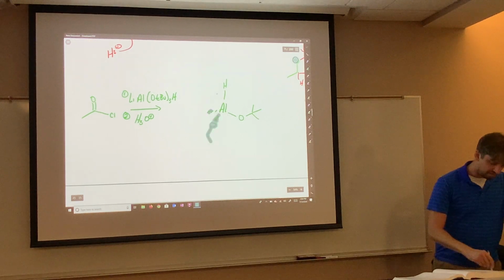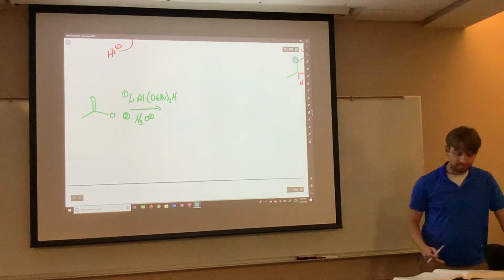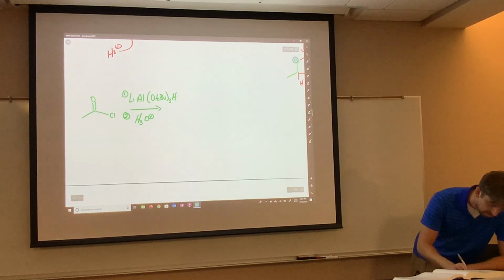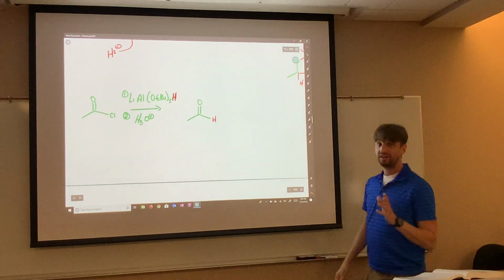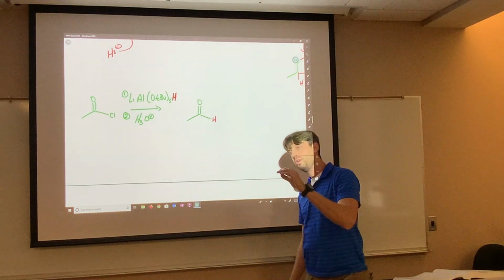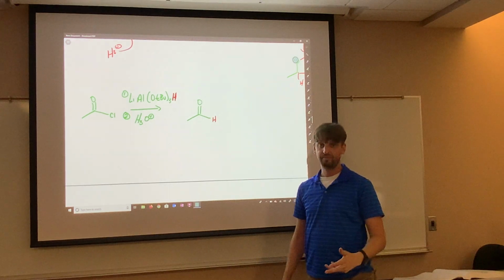Okay, so let me get rid of this and give you guys the practical outcome of this. So if we do this, we'll put that in red just to continue on here, right? What we will end up with is an aldehyde. Fantastic.